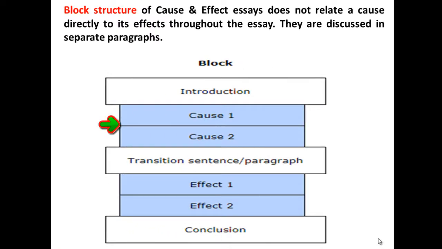So, after writing the introduction, you write the first body paragraph in which you discuss or explain the causes of the problem or the phenomenon. In the second paragraph, you mention or discuss its effects. After that, you conclude your essay. This is what we mean by the block format. To better understand how to structure a cause and effect essay using the block structure, let us see an example.